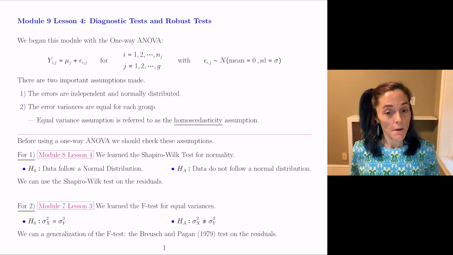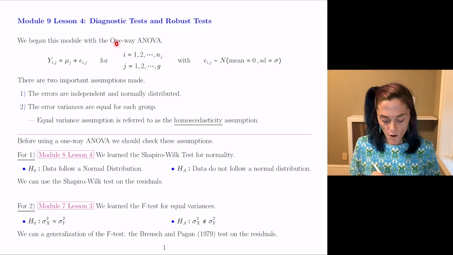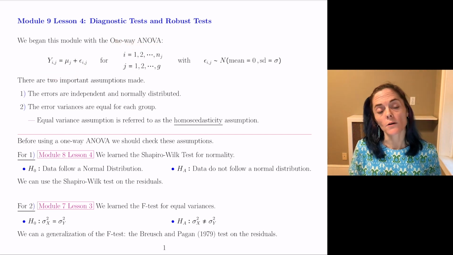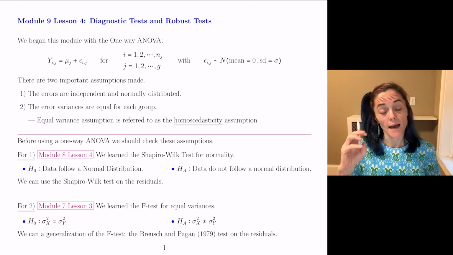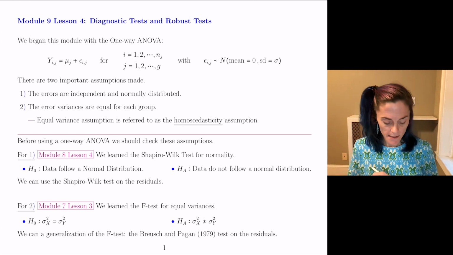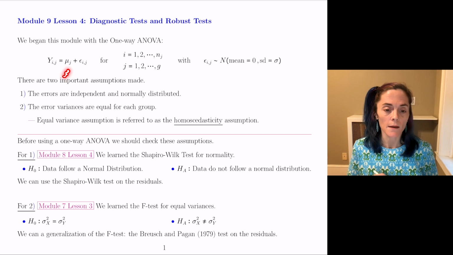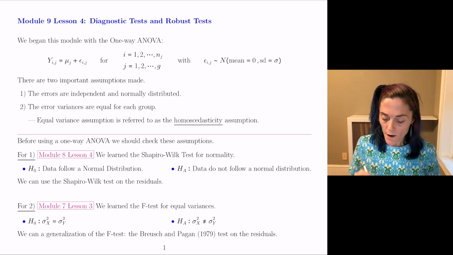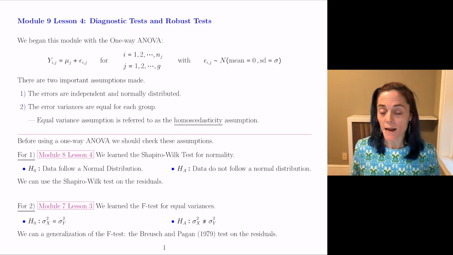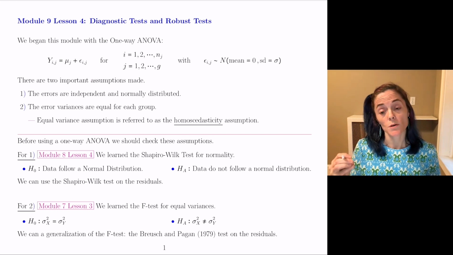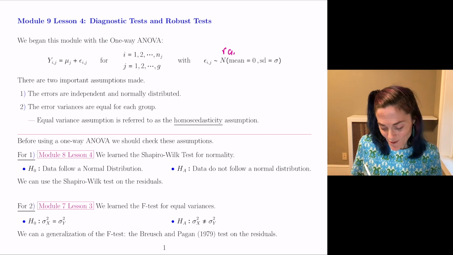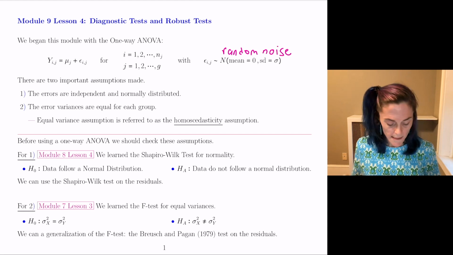We began this module with the one-way ANOVA, and one of the ways to write the ANOVA model is like this. We had capital Y_ij is the jth group mean plus this epsilon_ij, where the assumption here was that epsilon_ij came from the normal distribution, mean zero, standard deviation sigma. We were, throughout this module, referring to this as random noise.